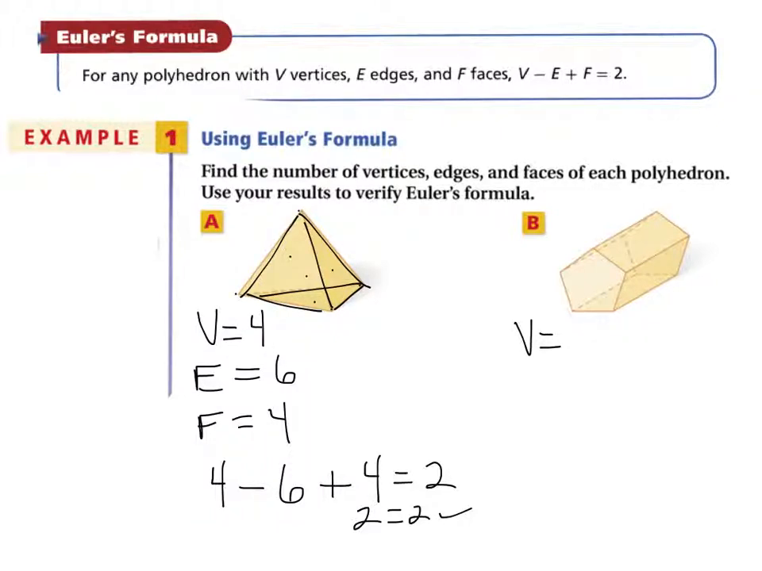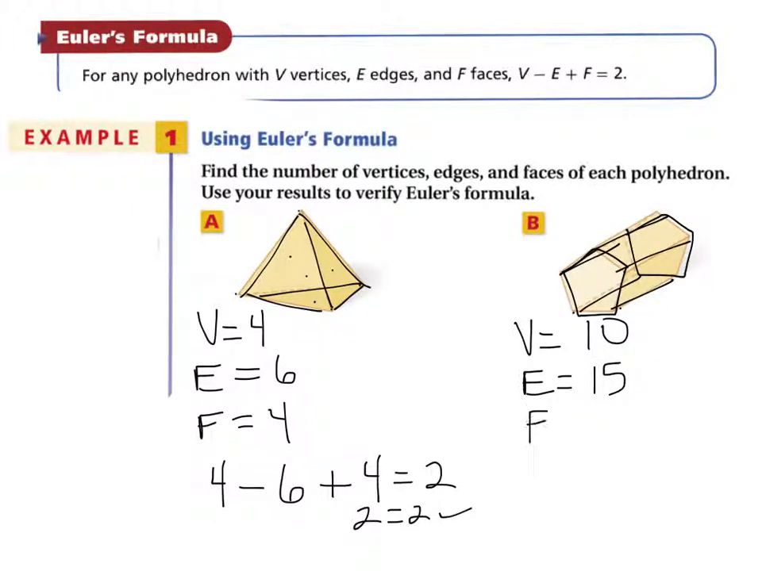Let's do it on the next one. The prism, the pentagonal prism. Vertices, 1, 2, 3, 4, 5. There's going to be 10. Edges. That would be 1, 2, 3, 4, 5. The other side is going to give us 10, 11, 12, 13, 14, 15. And faces, 1, 2, 3, 4, 5, 6, 7. There's going to be 7. If I plug that in, 10 minus 15 plus 7, will that equal 2? Negative 5 plus 7 is 2. So you're going to use Euler's formula to verify if you did this correctly. If you didn't do it correctly, it wouldn't work out.